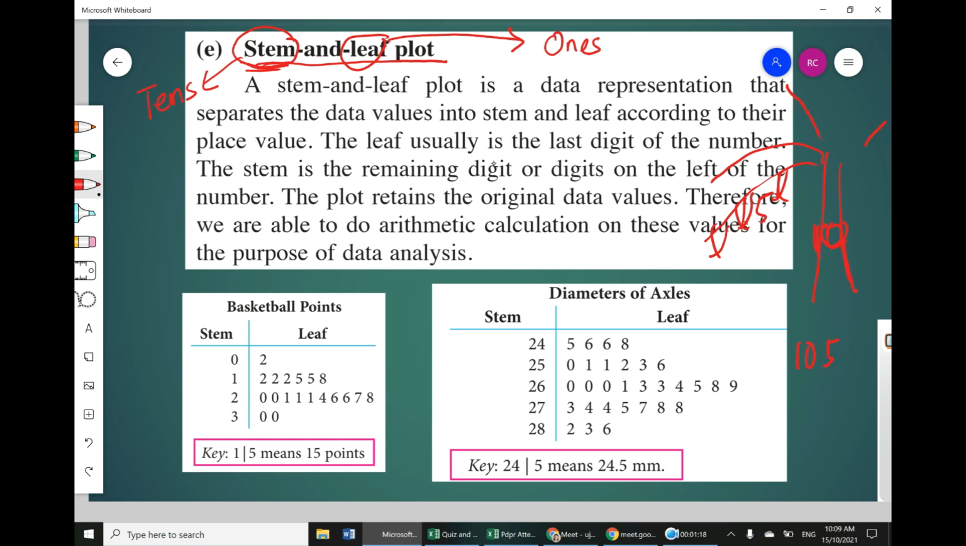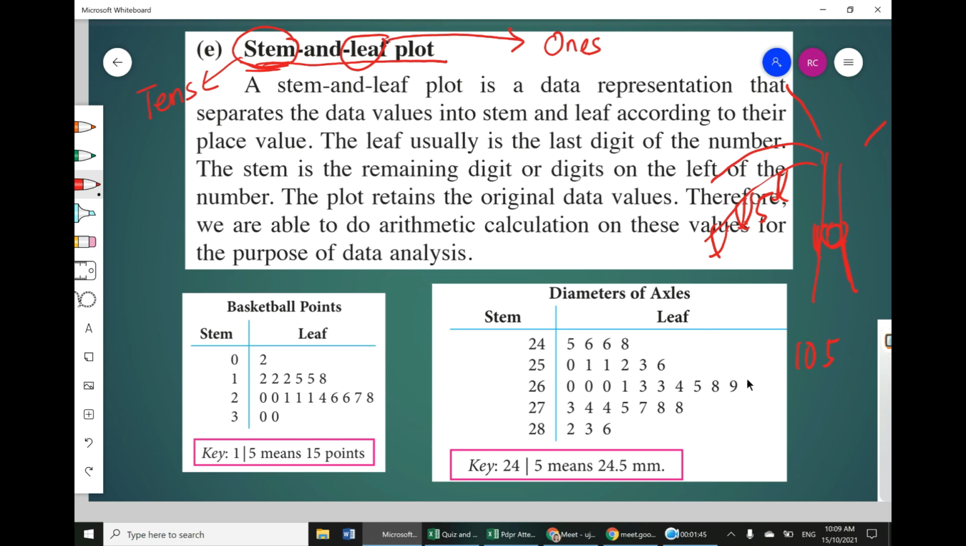Okay, so now let's look at the next one. The leaf usually is the last digit of the number, like what I said just now. The stem is the remaining digit or digits on the left of the number. So the plot retains the original data values. Therefore, we are able to do arithmetic calculation on these values for the purpose of data analysis.